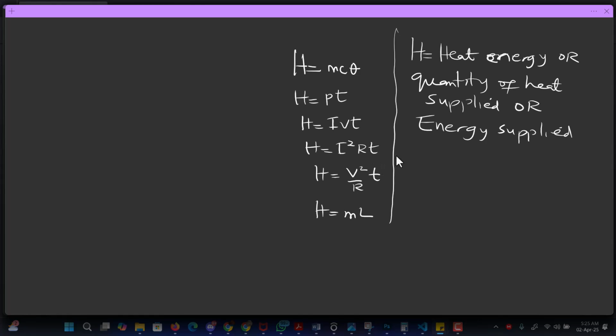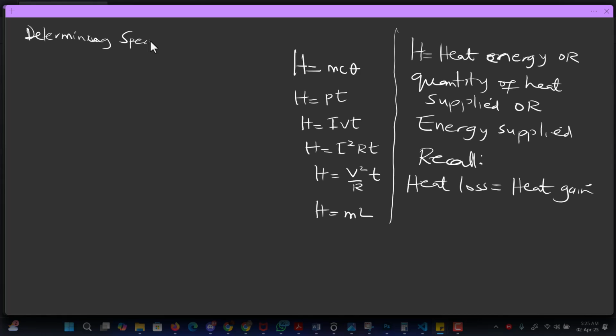Before I proceed, you should remember one thing. The key thing that you need to remember in solving questions related to heat is heat loss equals heat gain. Now, I told you that there are two methods of determining specific heat capacities. If you want to determine the specific heat capacity of a body, there are two methods we use. One is what we call the electrical method.